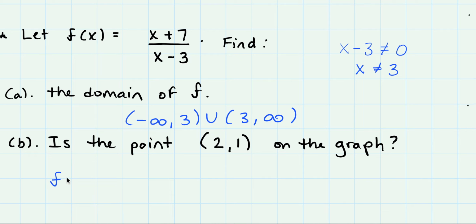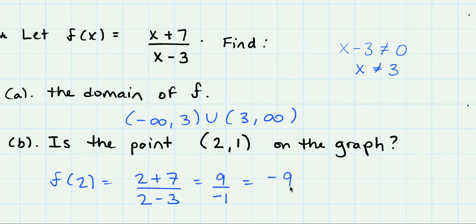So f of 2, because remember this is the x, this is 2 plus 7 over 2 minus 3, which is 9 over negative 1, which is negative 9. This point is not on the graph because I should have a negative 9 here. So the answer is no.